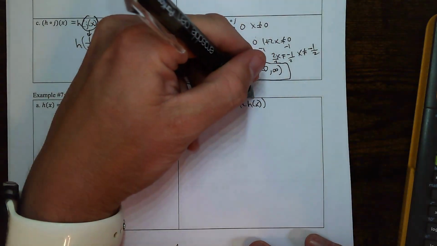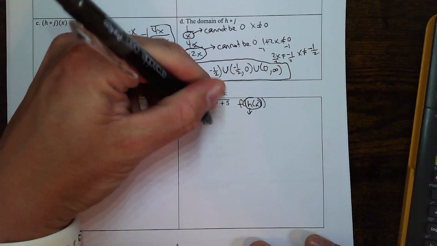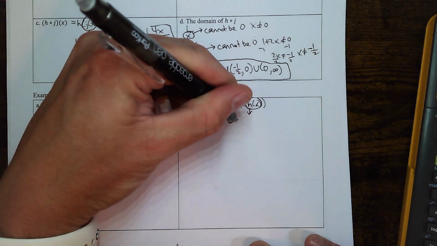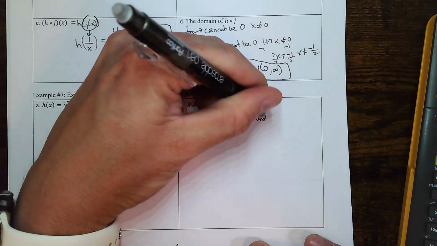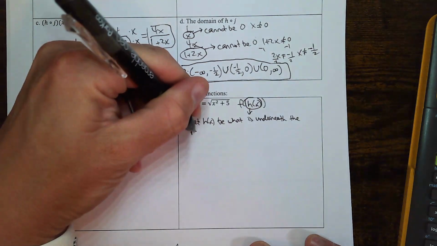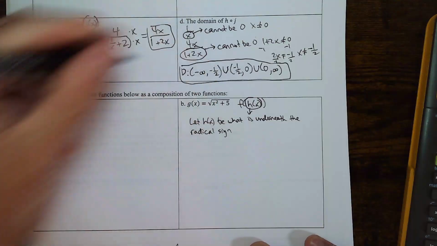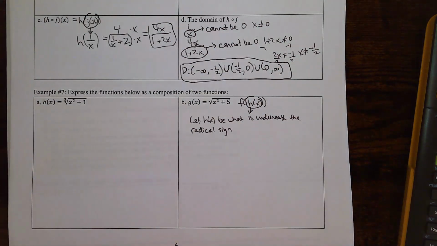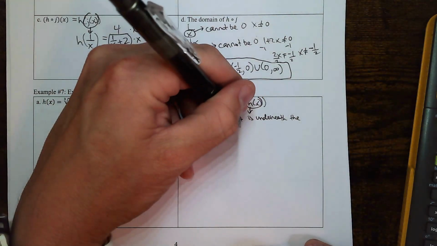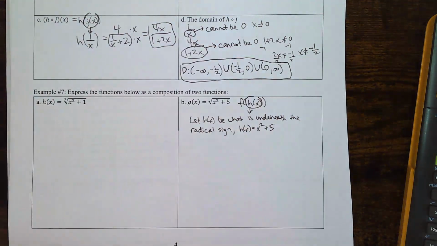I would let h of x be what is underneath the radical sign. I'm going to say radical sign to make this more broad, because this is a square root, but this is a cube root over here. So let h of x be what's underneath the radical sign. So therefore, h of x would equal x squared plus 5, okay?